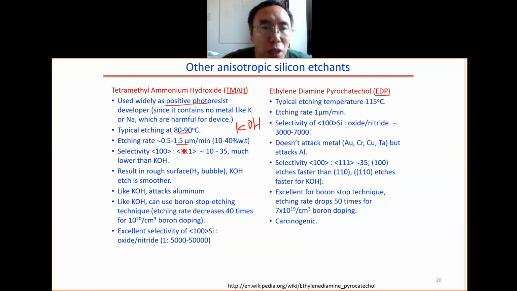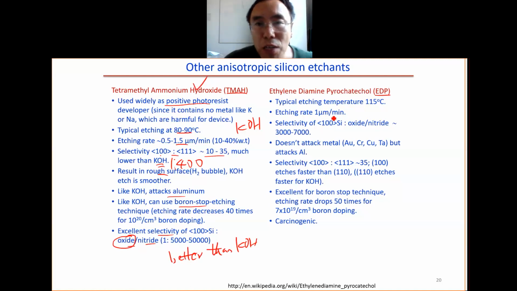The etching rate is also close, but the etching rate selectivity between the 100 and the 111 is not very high. This is 10 to 35 times. For the KOH, we know we can get 1 to 100 times selectivity between 111 and 100. The surface is rougher than KOH. It will attack aluminum, and we can use boron stop etching. So we will see this one later on. And we have good selectivity to oxide and nitride. It's better selectivity than the KOH in the case of the oxide. This one is popular, so this is good.